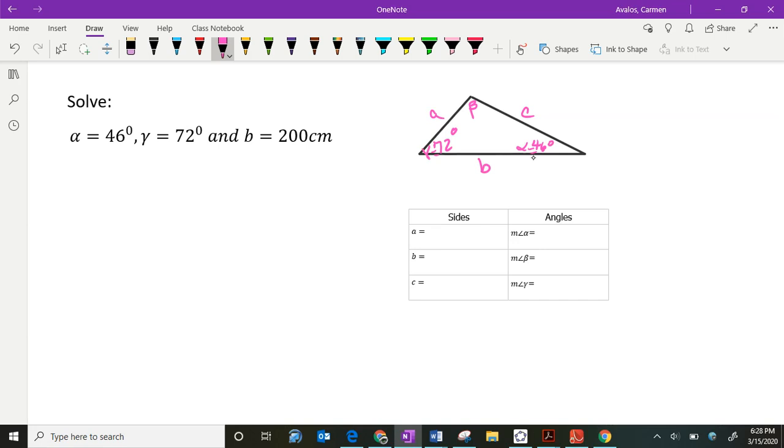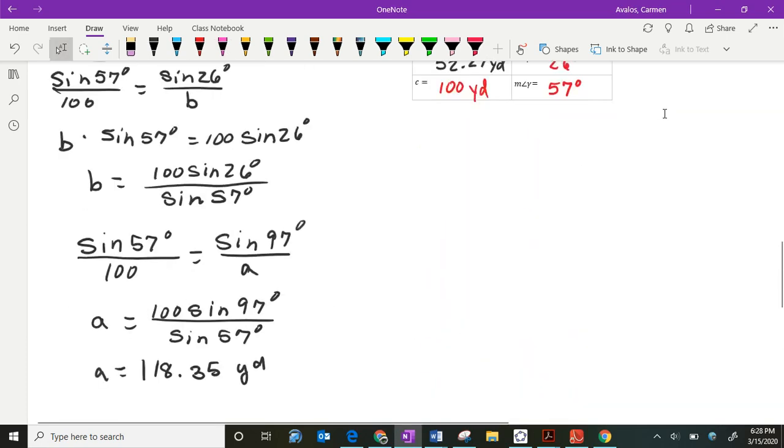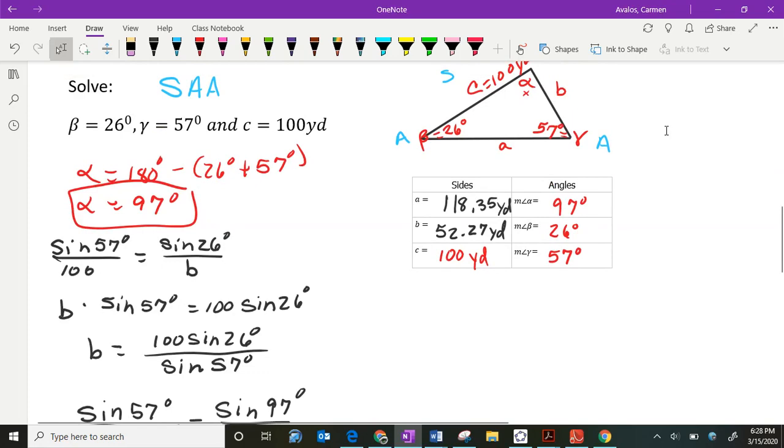And so we're also given that this one here is going to be 200 centimeters. So the information that's given to us is gamma, which is 72 degrees, 46 degrees for alpha, and then B is 200 centimeters. So we're given two angles and a side, just like we were given two angles and a side here, but they're different angles on there.